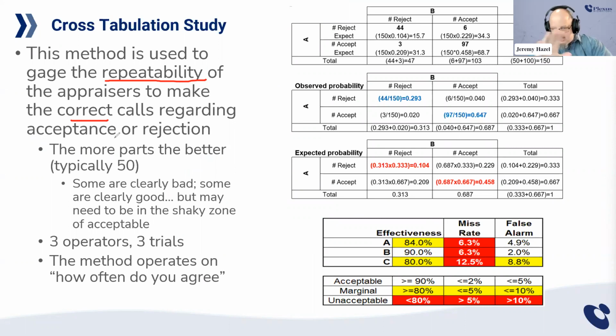Now, we're not going to go into the details, but typically what you will do, you will gather some parts, typically around 50. And some of those parts are clearly bad. Some of them are perfect, pristine parts. But some of them may need to be in the shaky zone of acceptable. In my world, most of them are in that shaky zone.